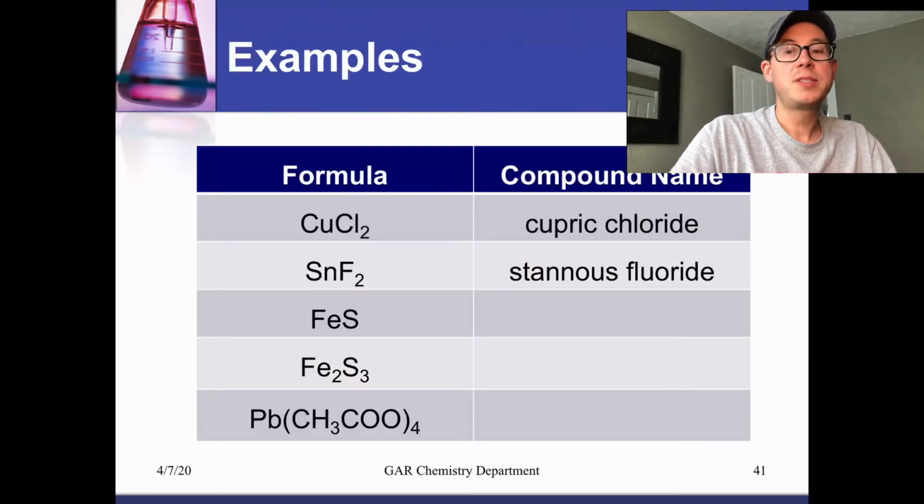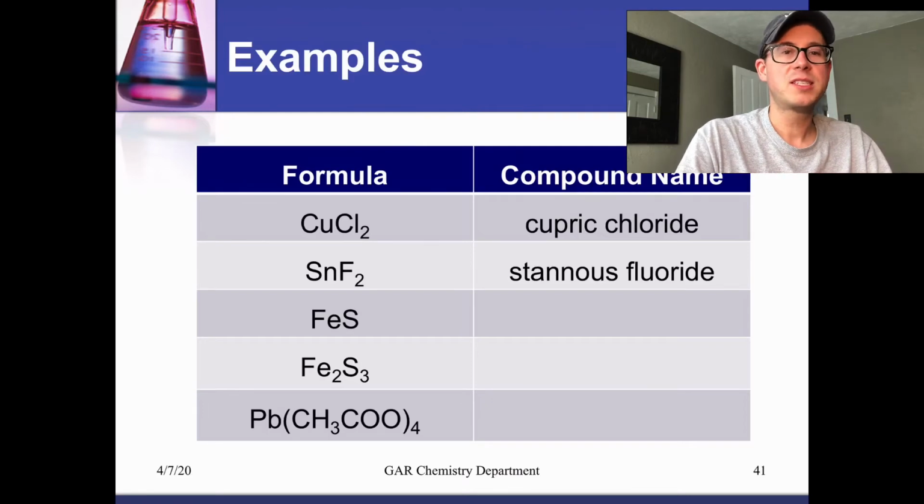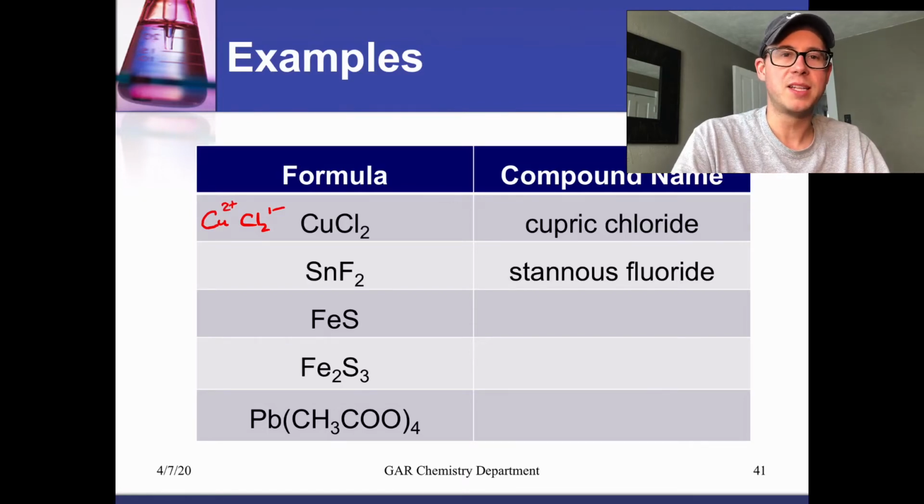Some examples of how to use the classical system naming. In the first example, we have CuCl2. Our first step is to decide what the charge is of copper. Since there are 2 chlorines and each chlorine has a -1 charge, we can look to see what the charge of copper would have to be to balance out chlorine. So all the chlorines would total a -2 charge, and the copper would have to be a +2 to balance it out.